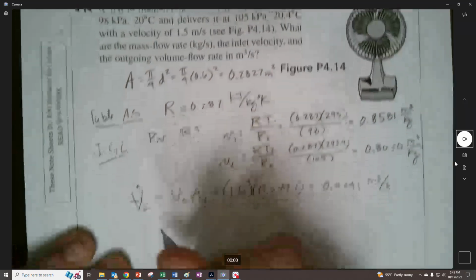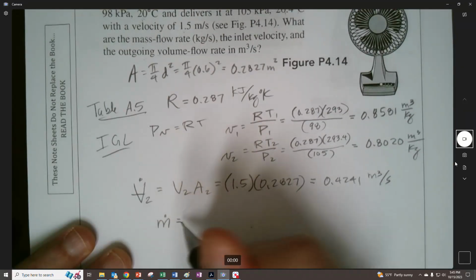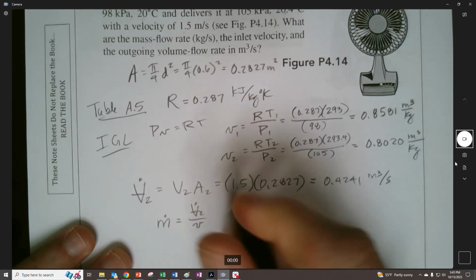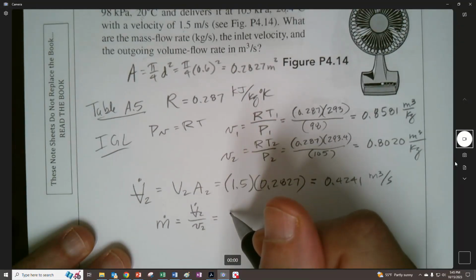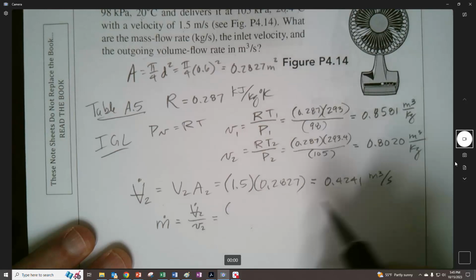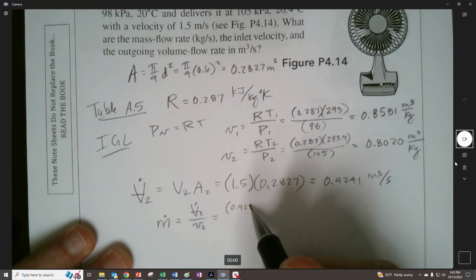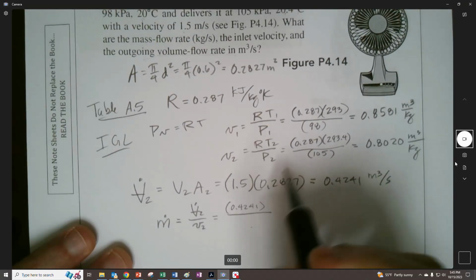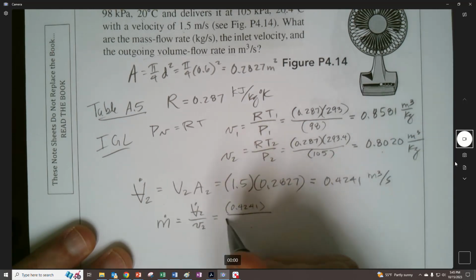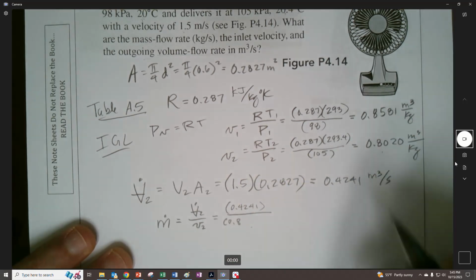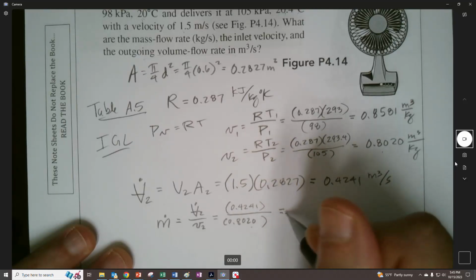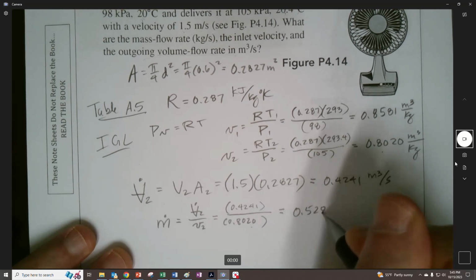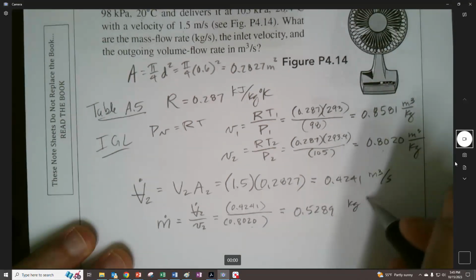And from that, we can find what the mass flow rate is, because all we need to do is divide by the specific volume. So we had 0.4241 divided by the specific volume here, 0.8020, and we have 0.5289 kilograms per second.